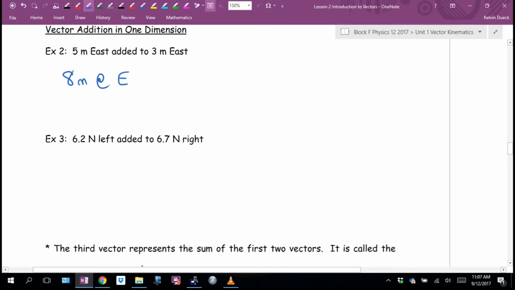What would 6.2 left plus 6.7 right be? And then the units would be newtons, and then I would write out the word right, or you could say at right. Right's not really a compass direction, so I usually write it out.